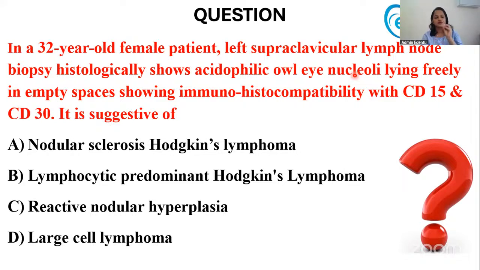We'll be able to do something like an advanced technique which is called immunohistochemistry. In immunohistochemistry, it is positive with CD15 and CD30. So let's have a look at it.